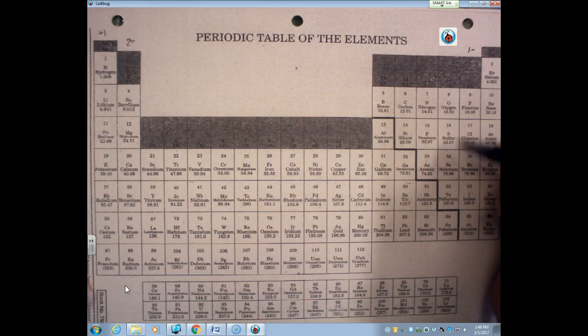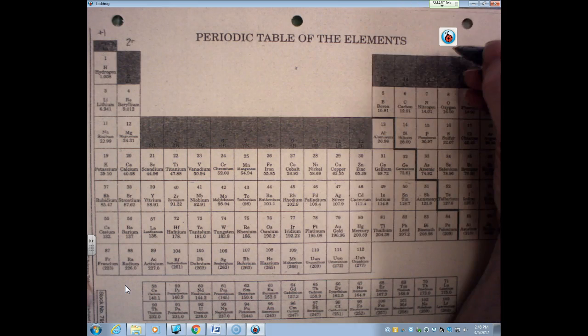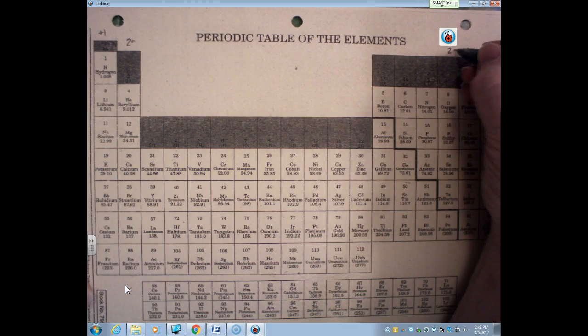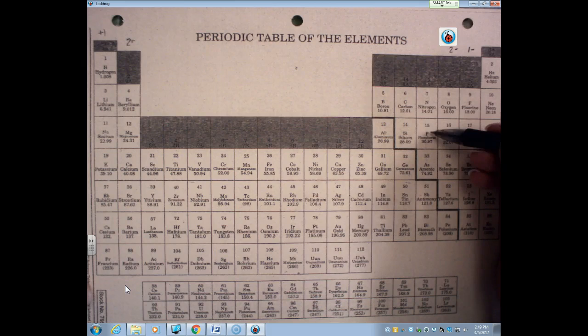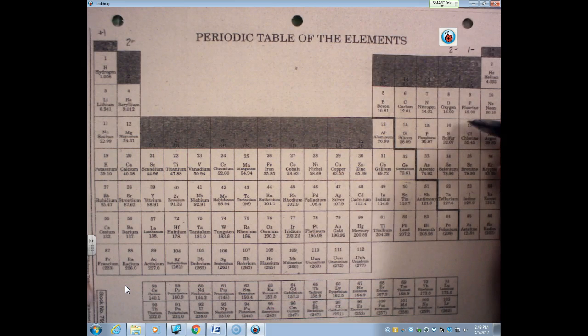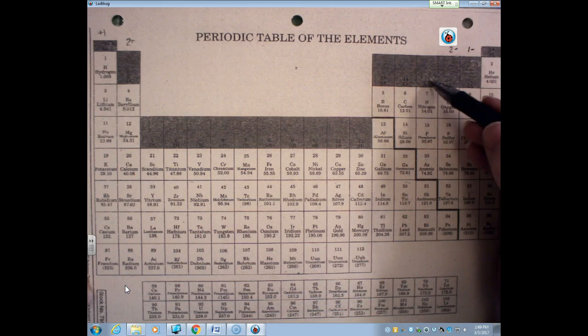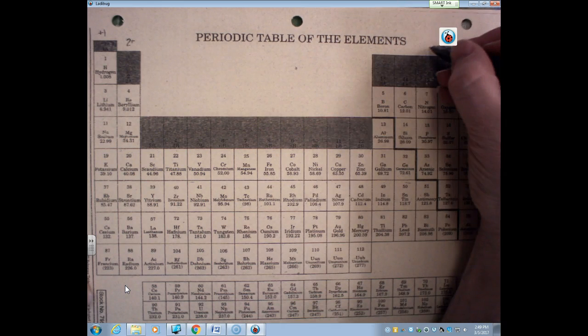The oxygen family here, group 16, has 6 valence electrons. They need 2 electrons to complete their octet, so they're going to like to be at 2 negative. The nitrogen family, and really we're talking about nitrogen and phosphorus here, they're going to need to gain 3 electrons to complete their octet because they have 5 valence electrons, so they're going to like to be at 3 negative.